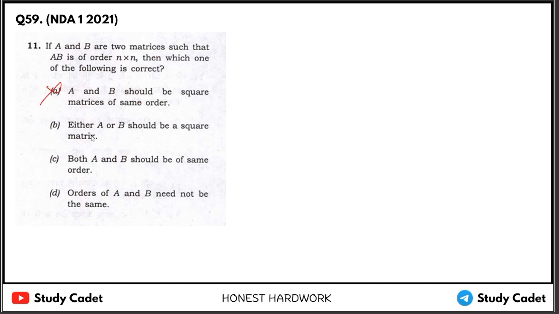Square matrix, no. Either A or B should, no. Both A and B should be of the same order, no. Order of A and B need not be the same, right?